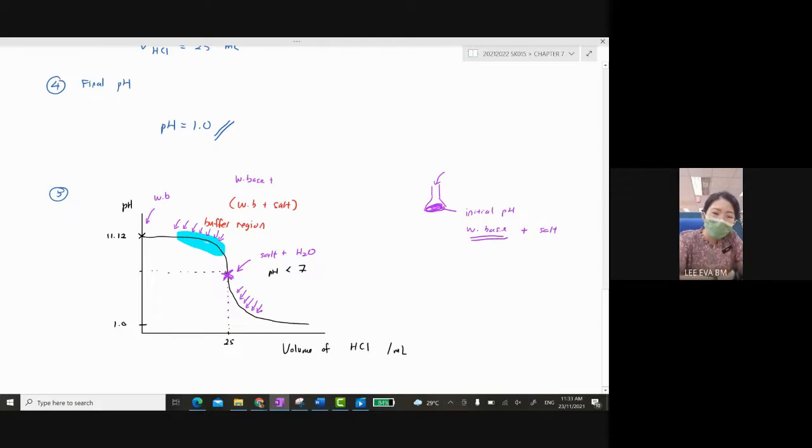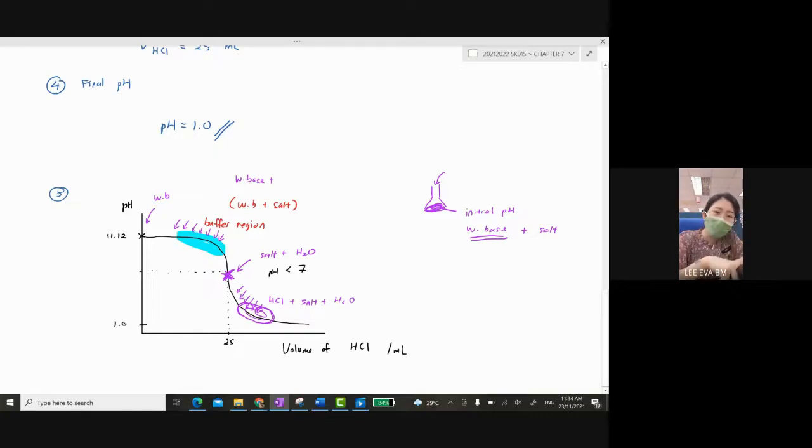So maksudnya saya ada extra HCl. Just now I say until this point, no more weak base. Sudah tak ada base yang initially placed in your conical flask. But we are adding more titrant. That means it will have extra HCl. So kalau kita tengok pada region ini, apa yang ada dalam solution ini adalah HCl dengan salt dengan water.